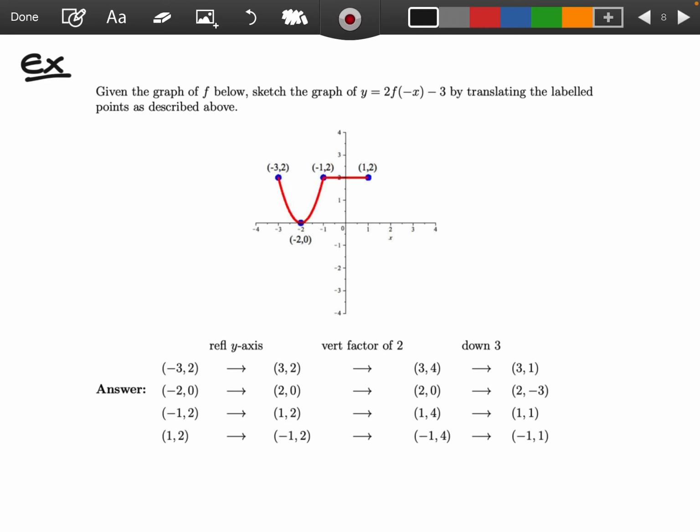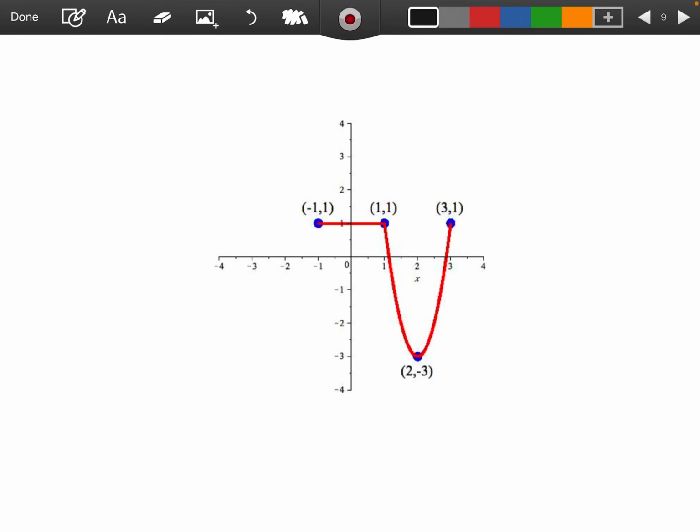You can go ahead and do that. So you can always track the major points, and they've tracked all 4 points here, and they've gone through that reflection in the y-axis, the vertical stretch by a factor of 2, and moving the whole graph down by 3 units. And they've seen where those 4 points have gone, and then they have redrawn that graph. So you can see where we've done this reflection, where we've got the stretch and where everything has moved down. So it agrees with exactly what we have done.